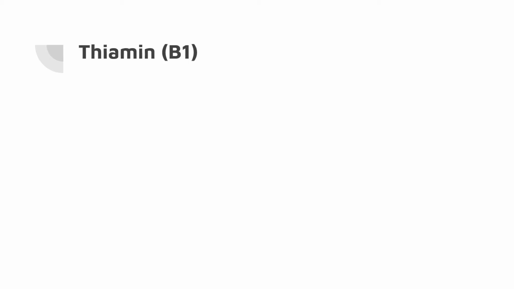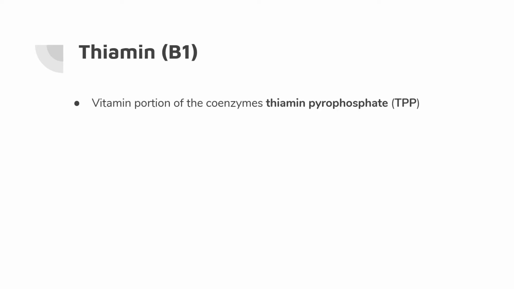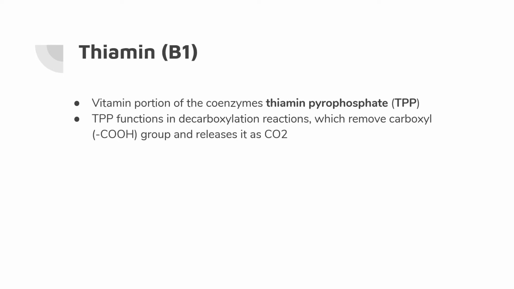We'll start with thiamine, which is also known as vitamin B1. Thiamine is a coenzyme in the enzyme thiamine pyrophosphate, and you may remember seeing the abbreviation TPP if you read through some of the charts in the metabolism section of your book, or I think they were included also in the metabolism lecture that we did in week 8.